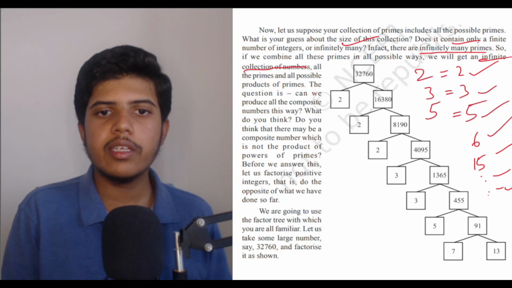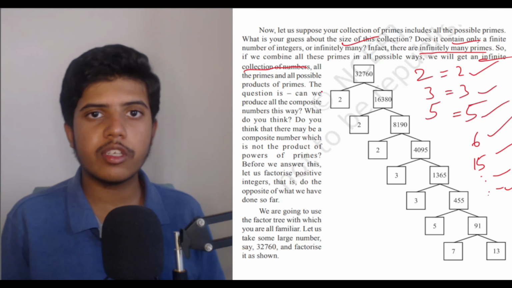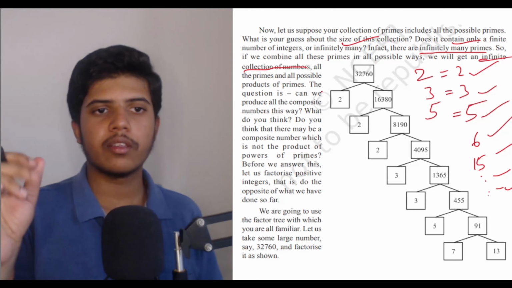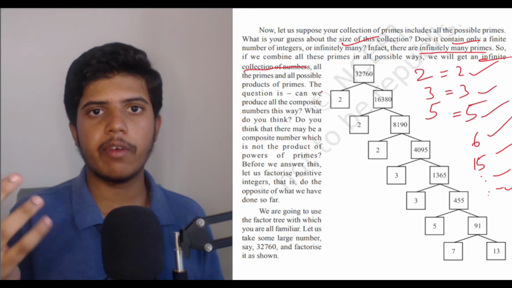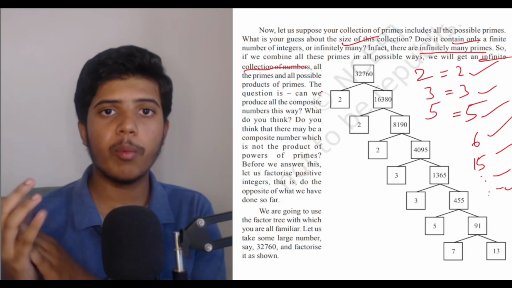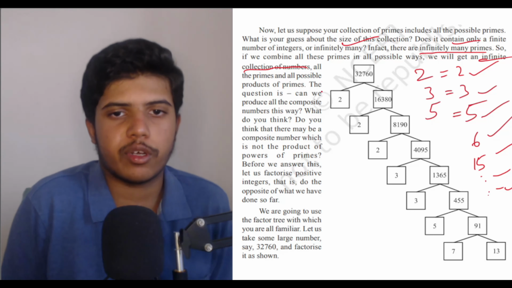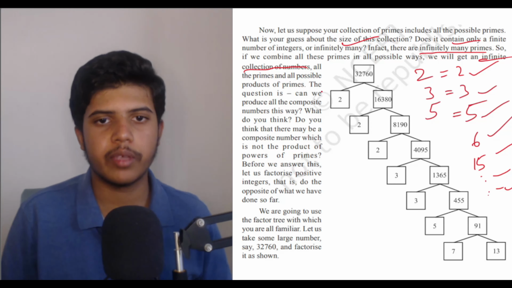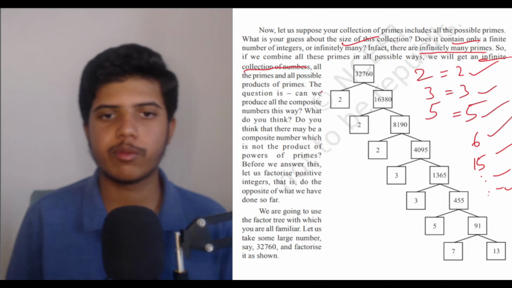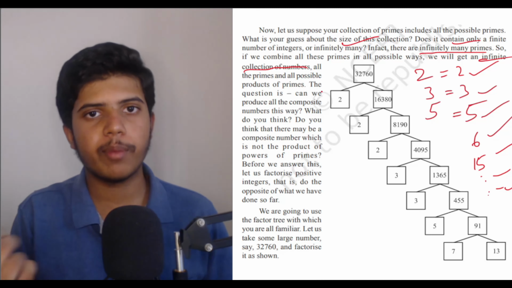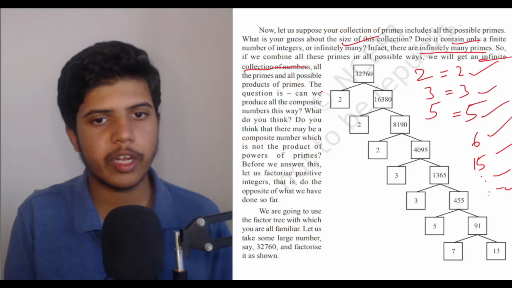The question is, can we produce all the composite numbers this way? Yes, certainly. In fact, the very name composite suggests that it is composed of prime numbers. That's the reason it's called composite. I think all composite numbers are produced this way. Do you think there may be a composite number which is not a product of powers of primes? Certainly not. There cannot be.